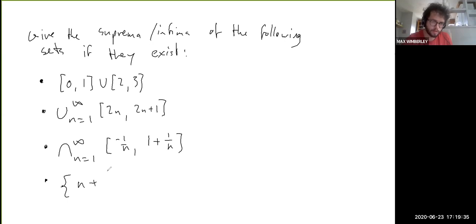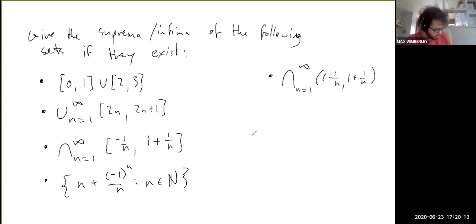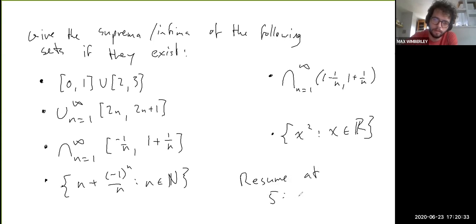Let's do, yeah, n plus (-1)^n over n for n in the naturals. Just a couple more here. Hold on, actually, write them over here. Let's see. Oh yeah, this one: (1 - 1/n, 1 + 1/n). And let's try this one, x squared. Okay. So, yeah, we'll resume at 5:25.